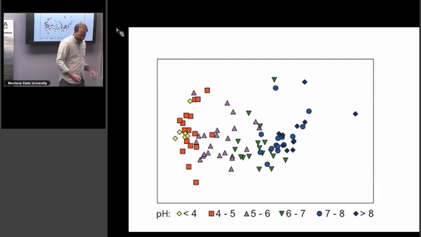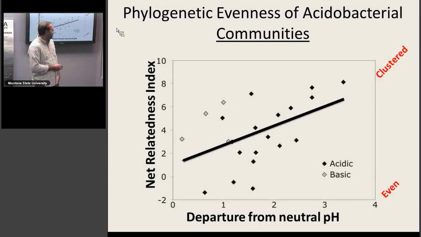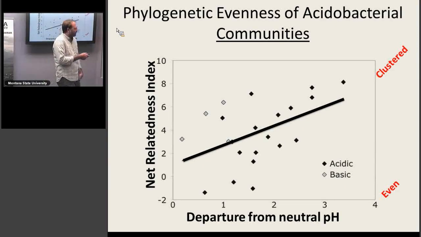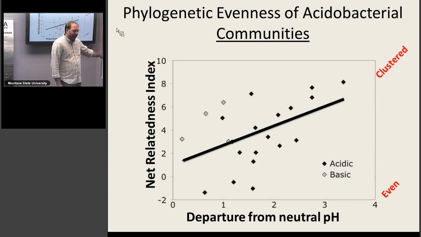Okay, so this is just a chart of phylogenetic evenness. As you move up the y-axis here, you become more and more clustered. What that basically means is the environment's selecting for a narrower phylogenetic breadth. So really clustered groups of species can live at these as you depart from neutrality in the soils. At a neutral pH soil, it's a really even distribution, but as you depart from neutrality, you're selecting for really specific lineages.